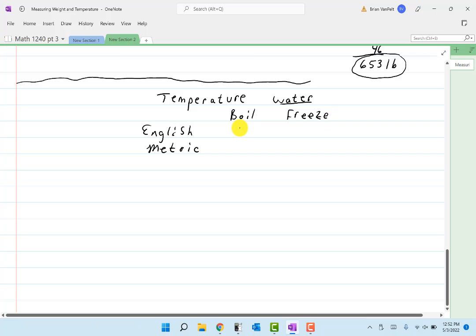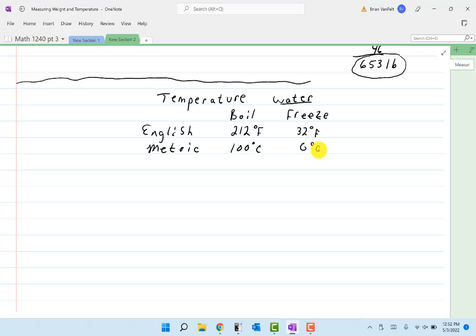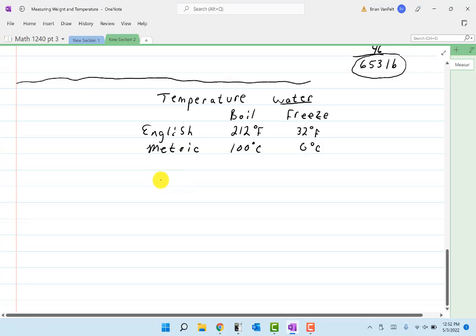In the English system, we know that boiling water is 212 degrees Fahrenheit and freezing is 32 degrees Fahrenheit. Metric, boiling is 100 degrees Celsius and freezing is 0 degrees Celsius. So it's obvious they've given some thought to this as well. Now there's a connection between the two of them. It just so happens that the metric and English systems are linearly related.